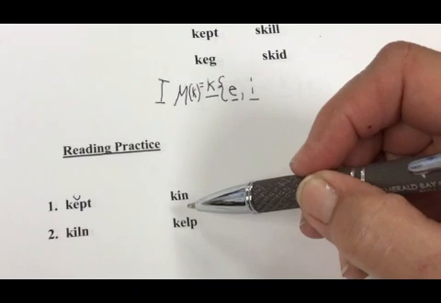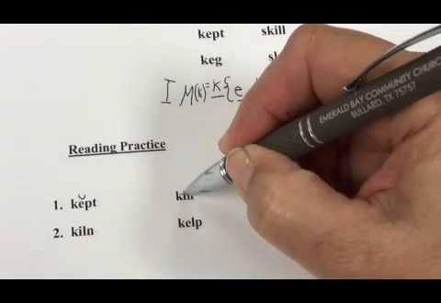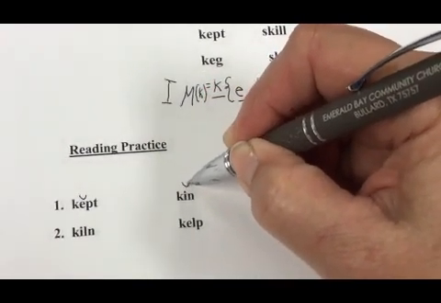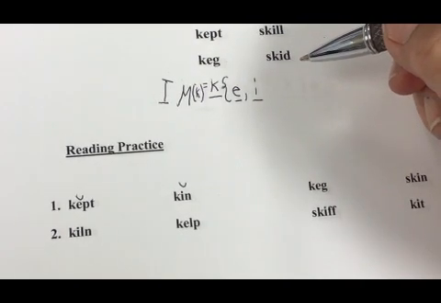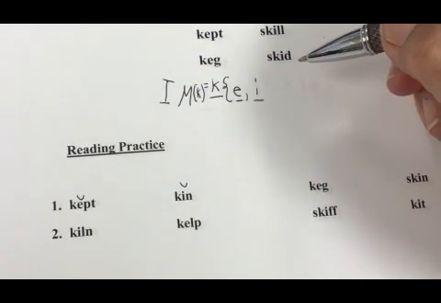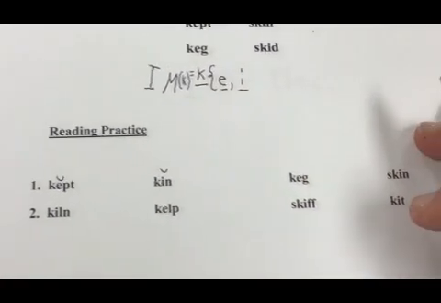Where's the vowel? Right, it's the I. A vowel in a closed syllable short. Code it with a breve. What is the sound of short vowel I? Ih. Read that word. Kin. Let's go to the next word.